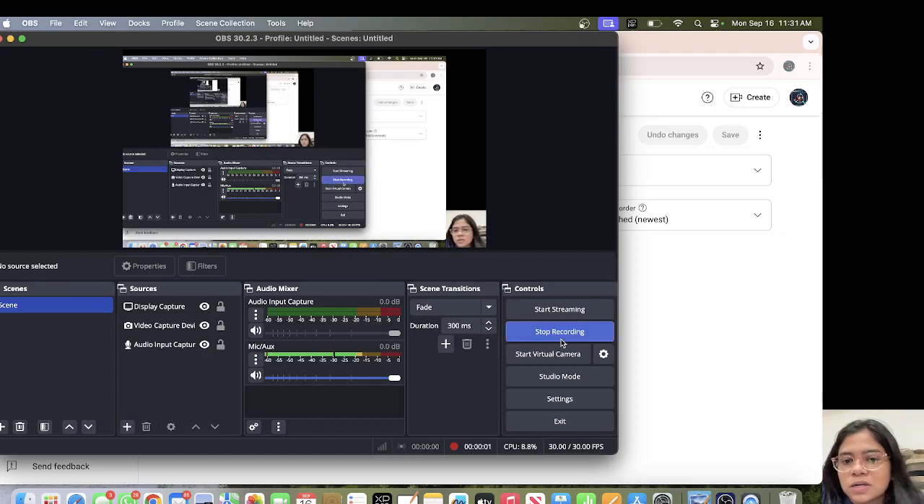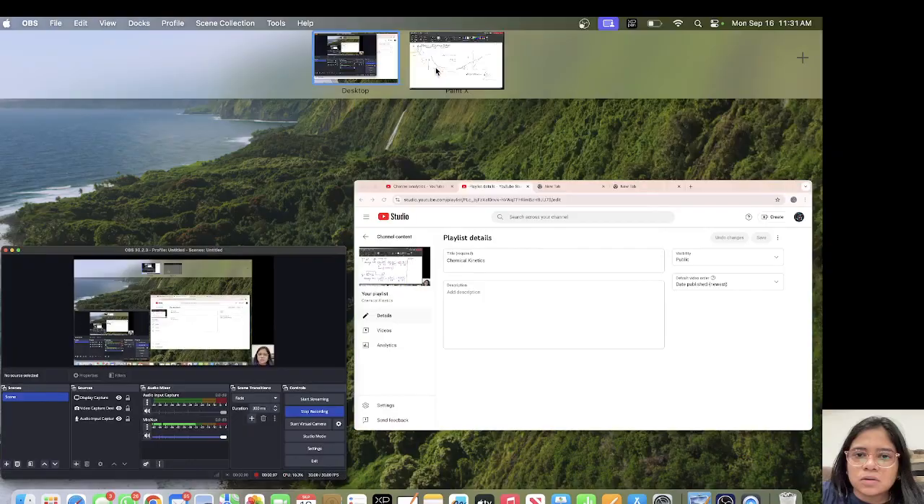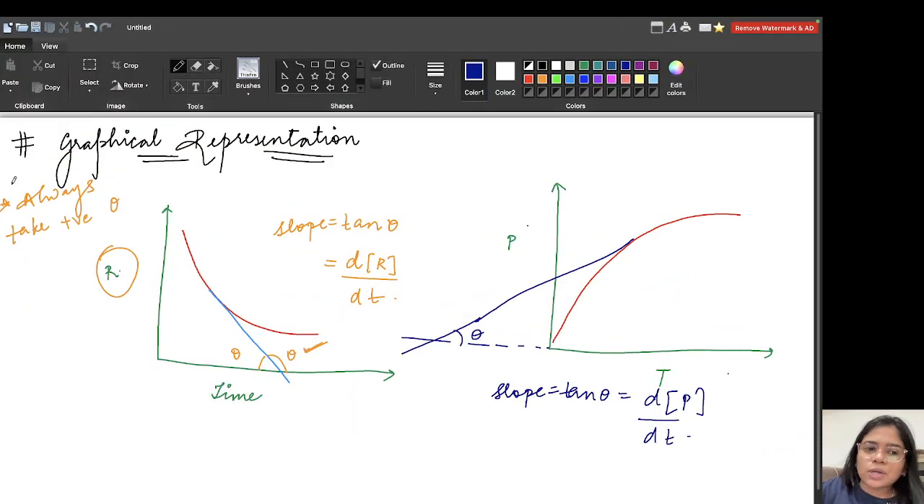Hi everyone. So we'll do some questions based on our instantaneous rate because average rate I think enough practice has been given. So just a quick revision, we studied about graphical representation, right? The reactant concentration is decreasing. So we are drawing the graph like this, and how do we find the slope? Slope will be equal to tan theta. I have drawn a slope here.